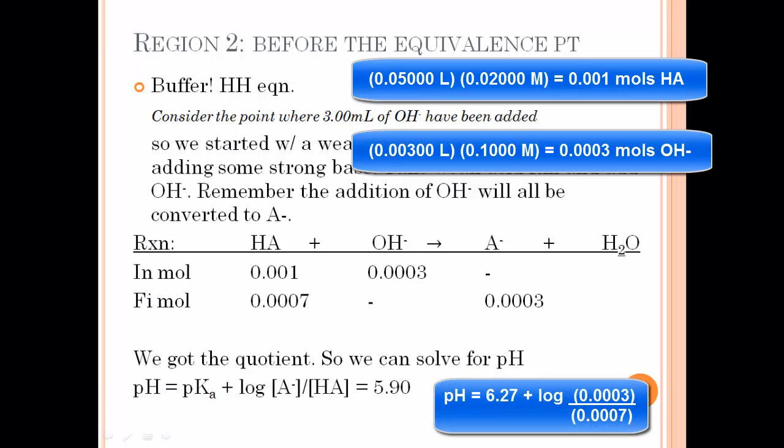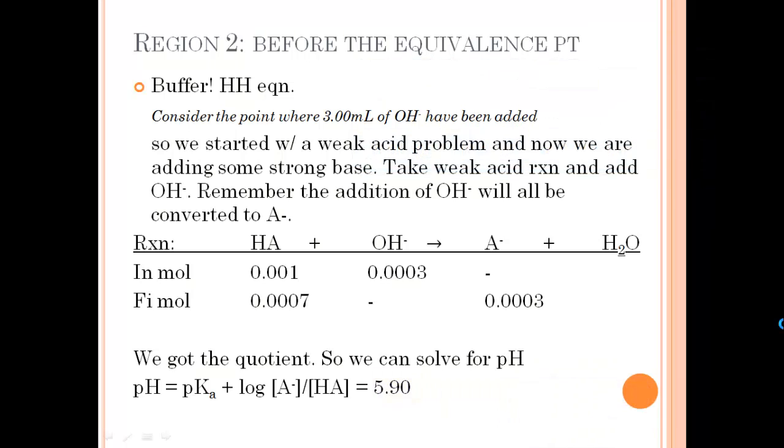We know the pKa, they gave it to us, 6.27, plus the log of A minus 0.0003 divided by 0.0007 equals 5.90. So at any volume that I give you before the equivalence point and after the first drop of that strong base has been added, you can use the HH equation to find out what the pH is. What about region number 3?